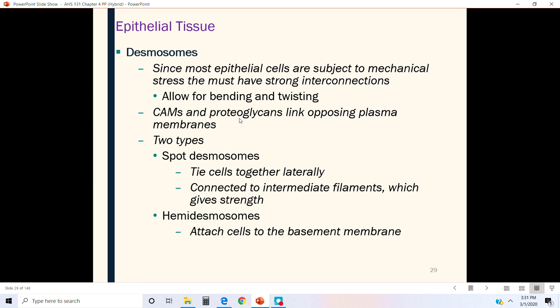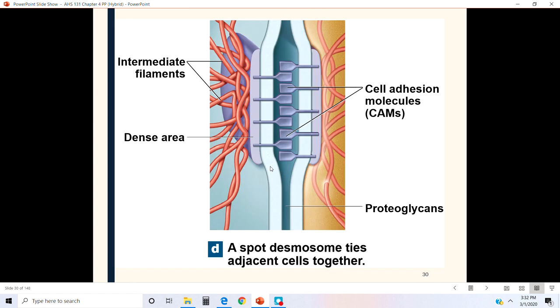But in addition, we're going to have something known as a desmosome. The desmosome, specifically a spot desmosome, is going to tie the cells together laterally. So what are we saying? This right here is a spot desmosome. Basically what we have is this dense area right here, a dense area right over here. Here's our CAMs. Inside here would be the intercellular cement, the proteoglycans.